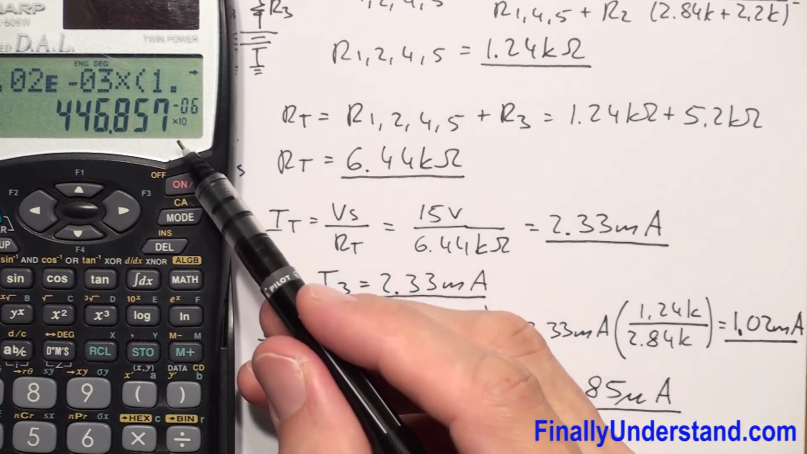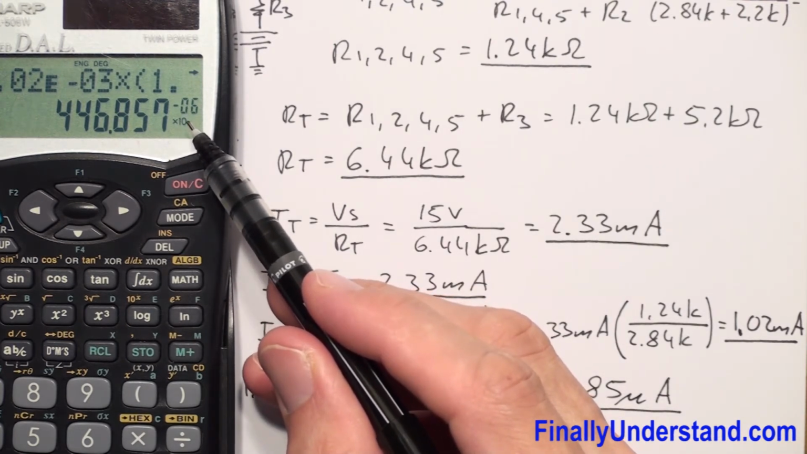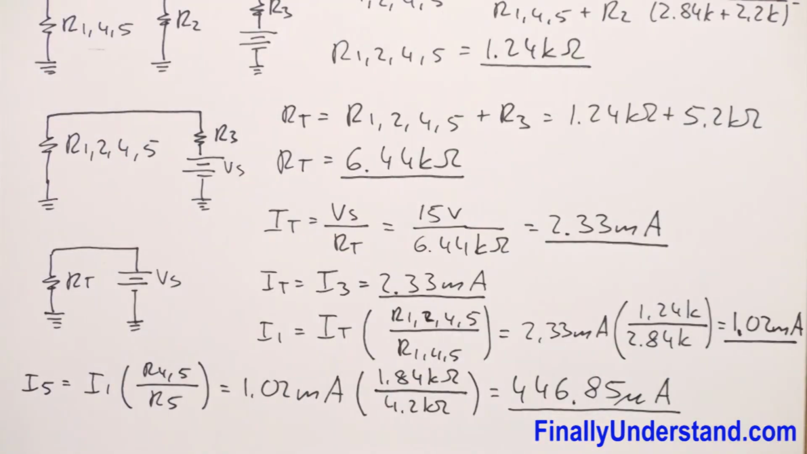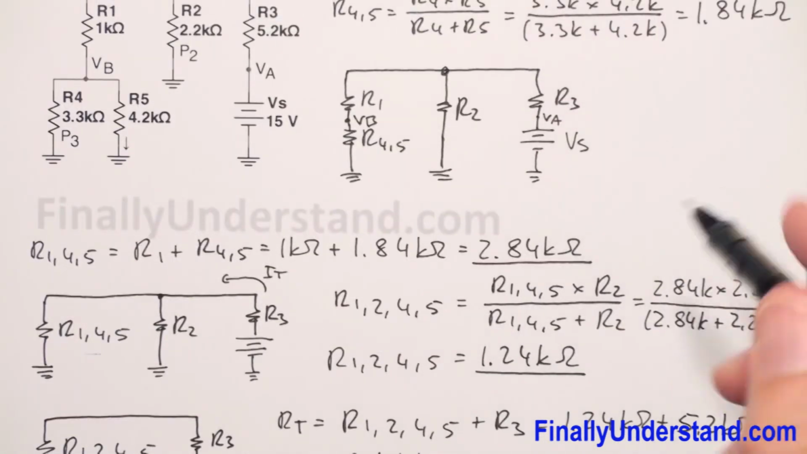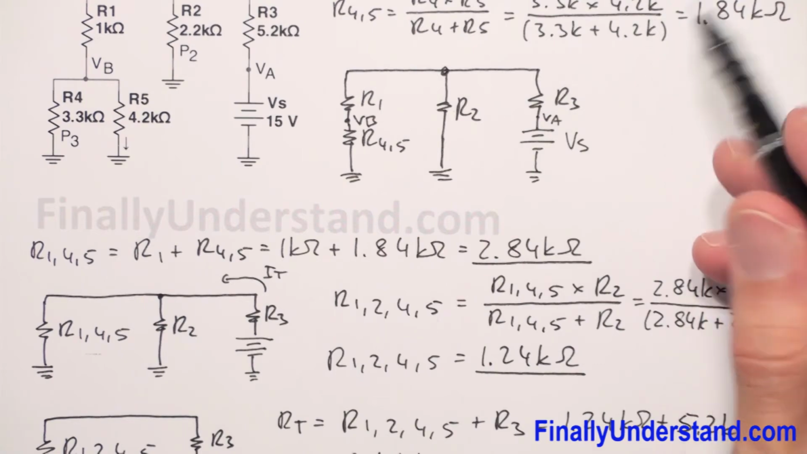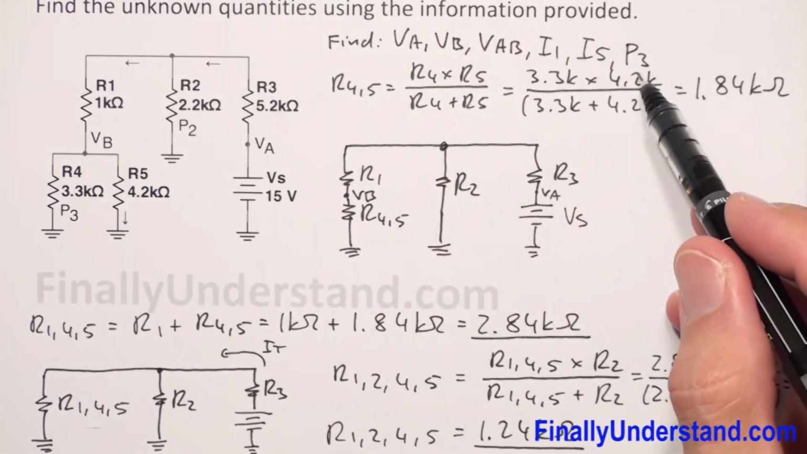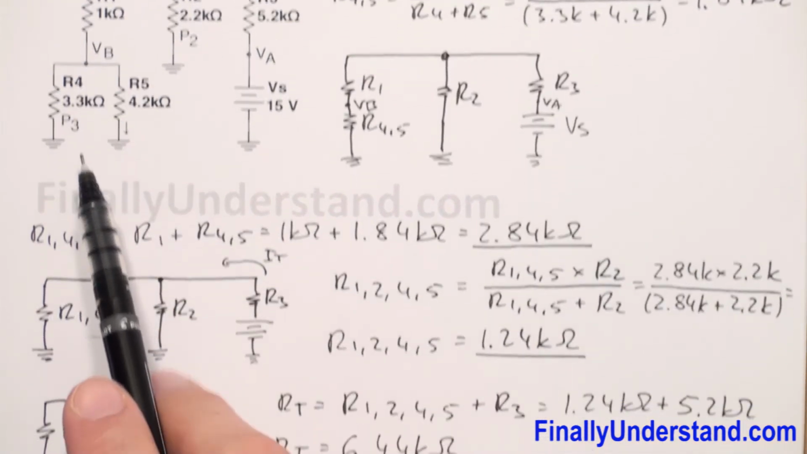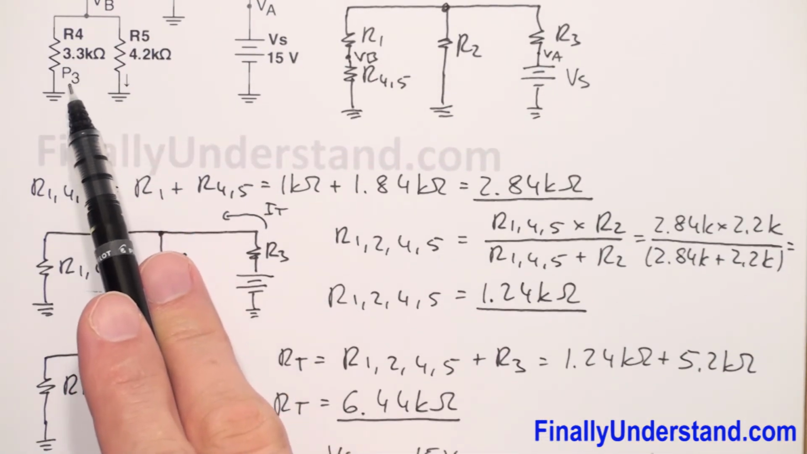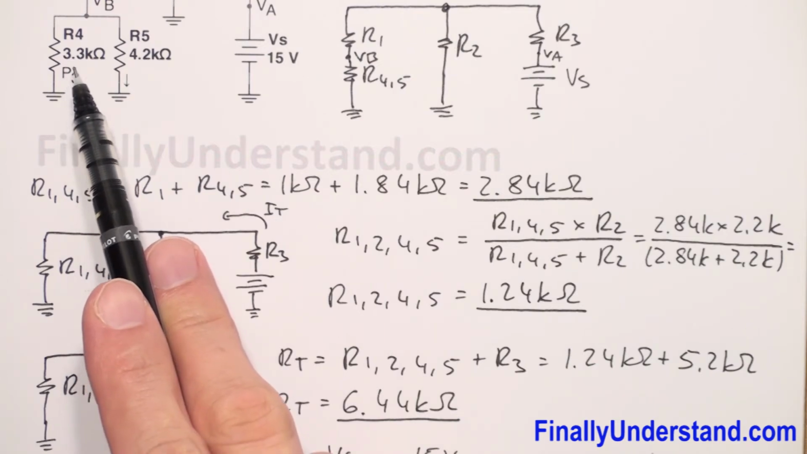Microamps, because I have over here -6. Right? So we found I5, we found I1. We can find right now P3, the power at resistor 4, because I have over here P3. So it means I have to find the power at this resistor.